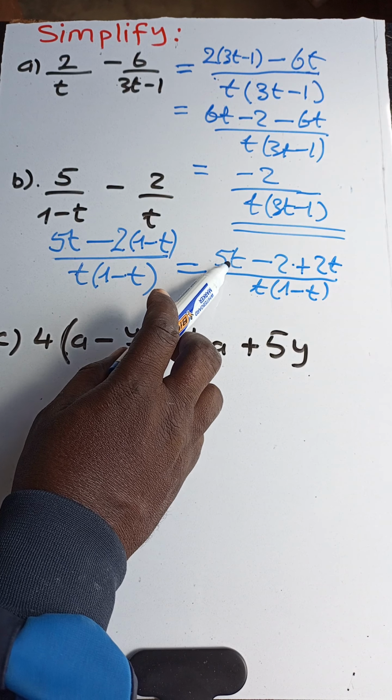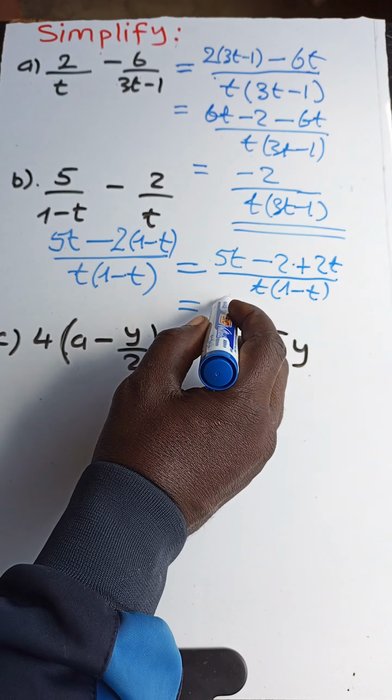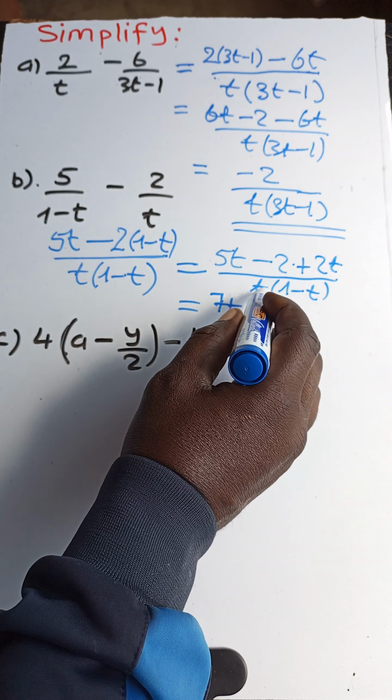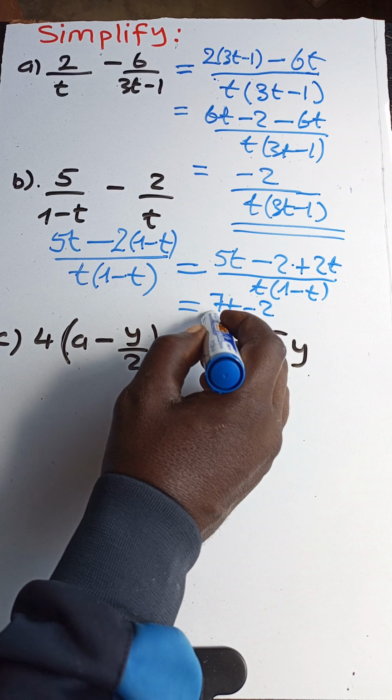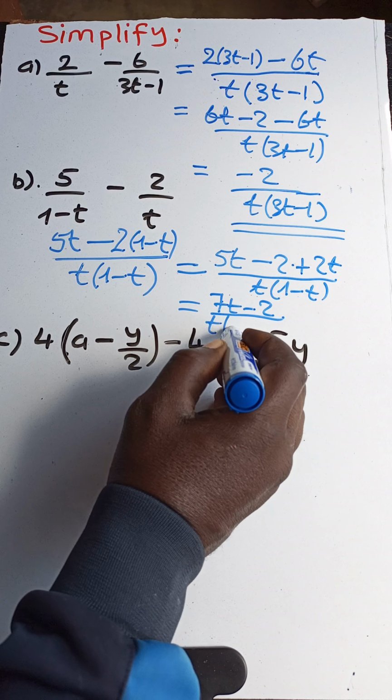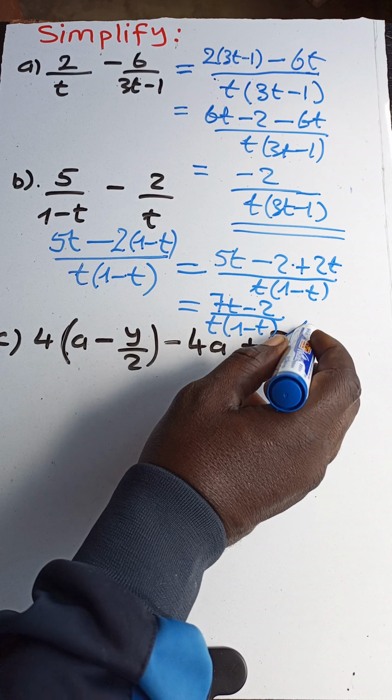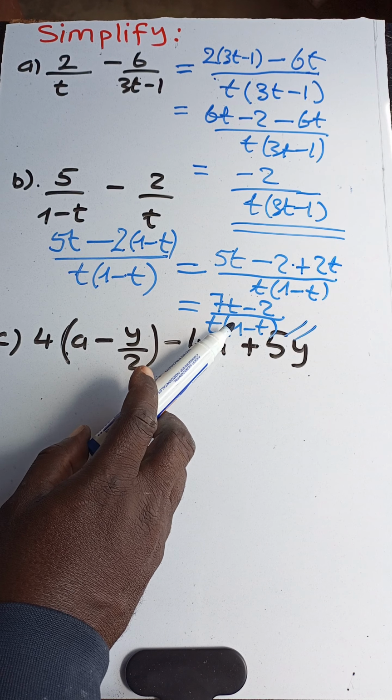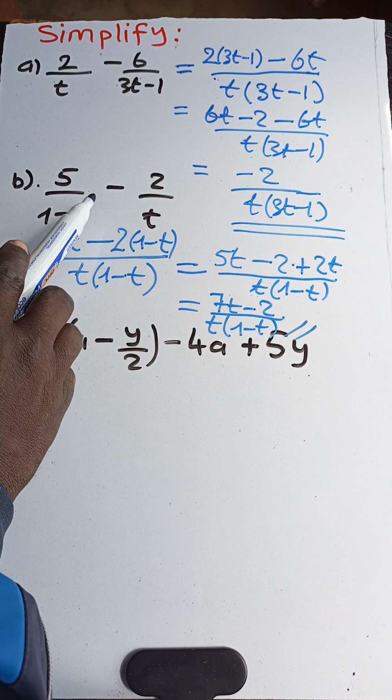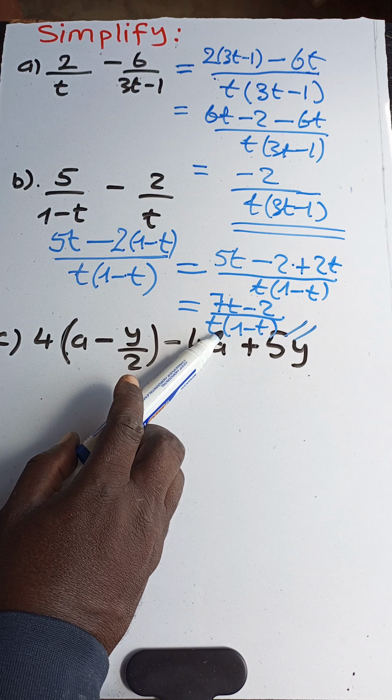Now we see 5t plus 2t, that gives us 7t minus 2 all over t into 1 minus t. So we have succeeded to write these two fractional expressions as a single fraction.